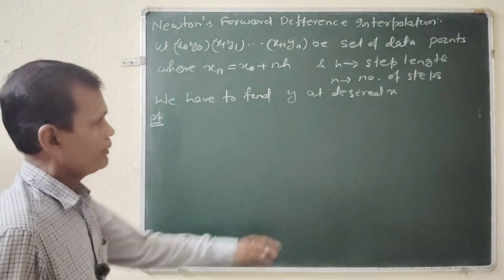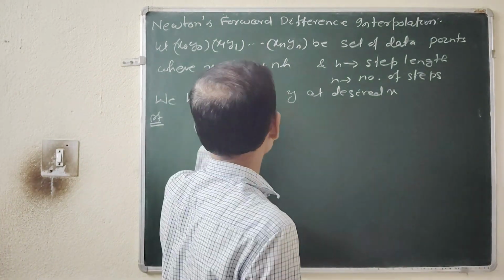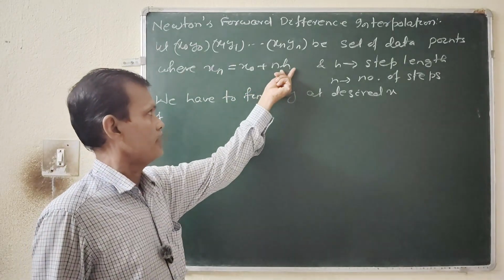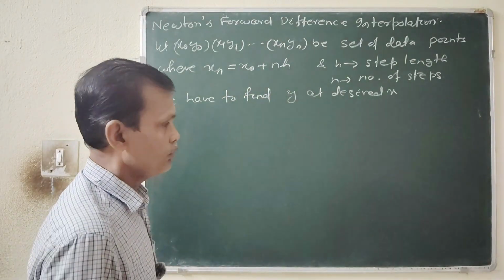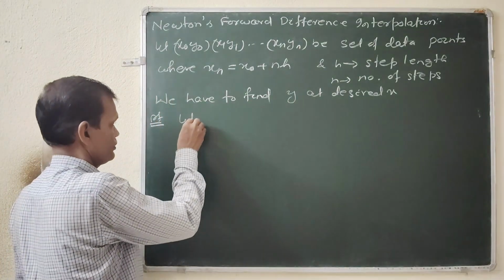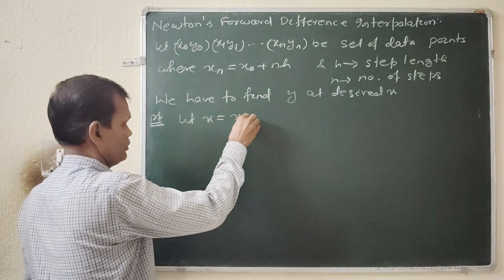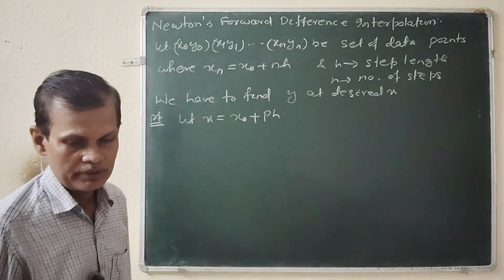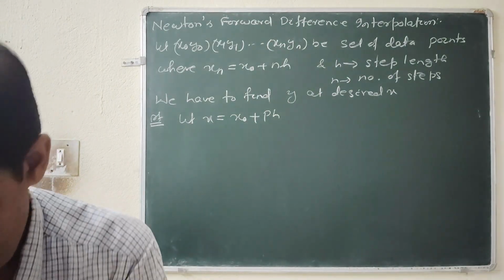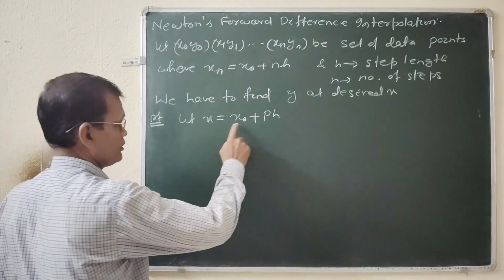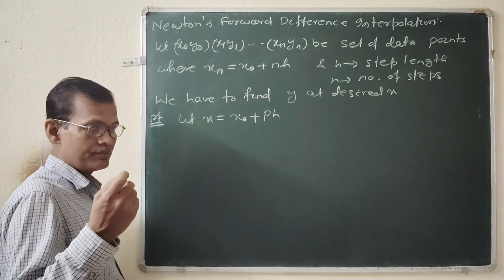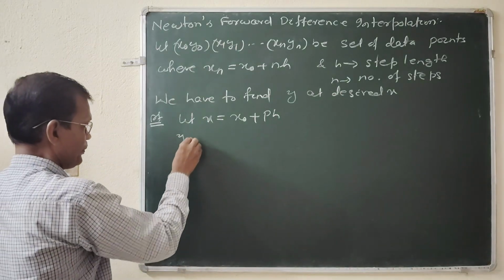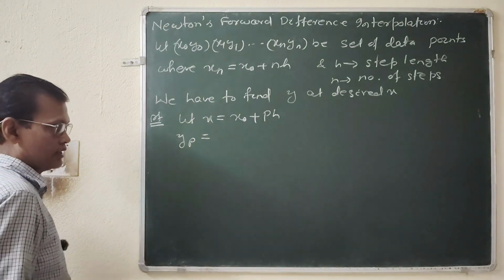As we have to arrive at x, we have to rearrange this x0 plus nh, meaning this step length h and number of steps, in a new step length manner. So let x is equal to x0 plus ph. Okay, if we consider x is equal to x0 plus ph, accordingly our step will be changed. Then we will arrive at a pth step to get x. So that is yp, meaning we are arriving at the pth step.